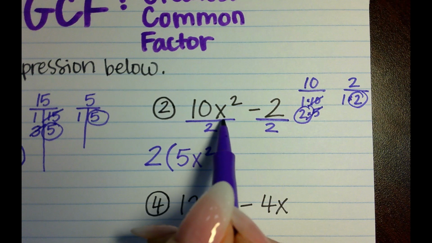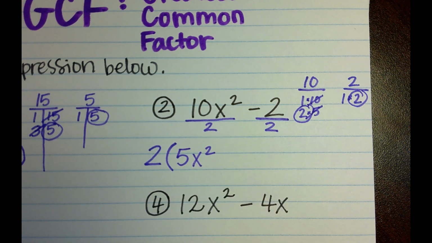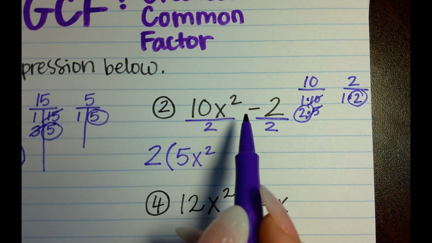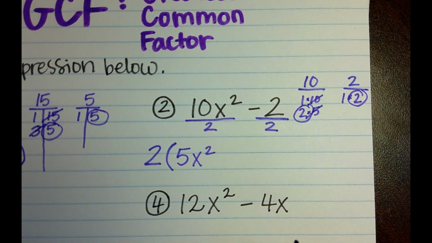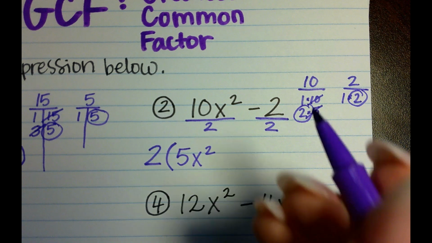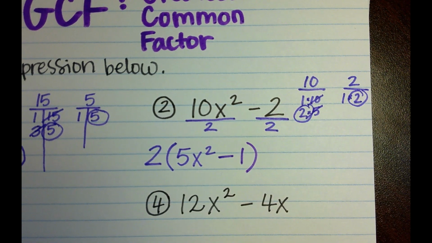Now, why does the x squared not change to x, or doesn't get rid of the x? There's no x on the other side. Yeah, there's no x's that we are dividing by, so that just stays the same. We don't change it. Good. Now I have minus 2 divided by 2. What's 2 divided by 2? 1. So 5x squared minus 1. There it is. That would be our answer.